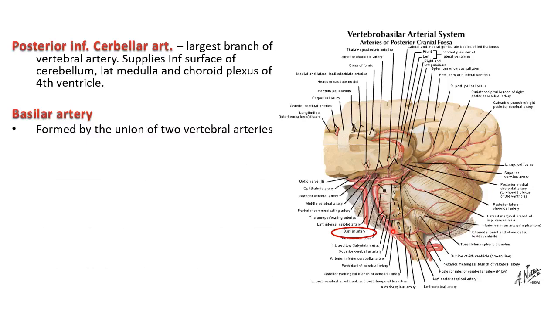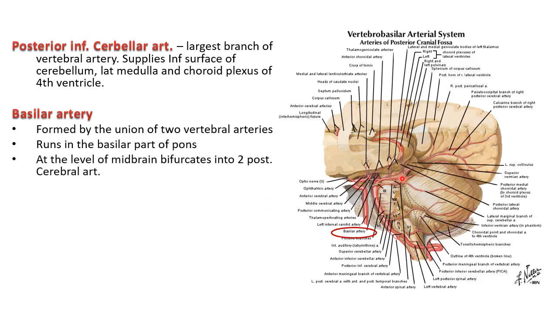The basilar artery gives two branches which bifurcate, and that is called the posterior cerebral artery. So the terminal branch of the basilar artery is the posterior cerebral artery, which you are actually able to see here. So it runs in the basilar part of pons and at the level of midbrain, that is the junction between the pons and the midbrain, it bifurcates into two posterior cerebral arteries.